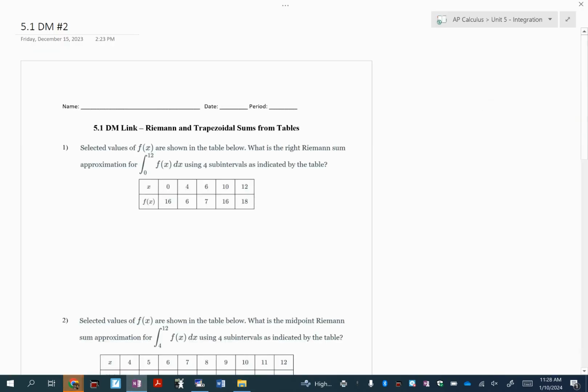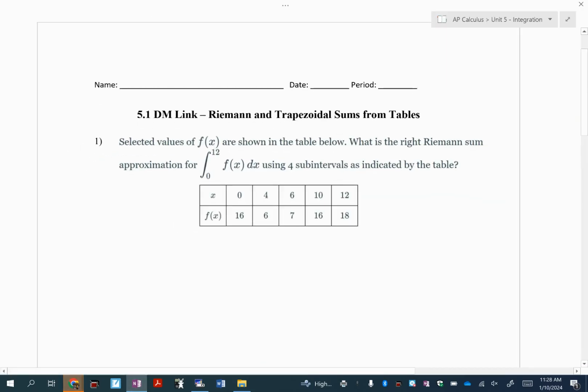You guys spent half the class making sure you understood how to essentially make the rectangles. All right, and then there was one little one that was different where I asked you to make trapezoids. So today, we're actually going to calculate those approximations. Going a step farther, we're going to be given a table of values and come up with a number for the area under the curve.